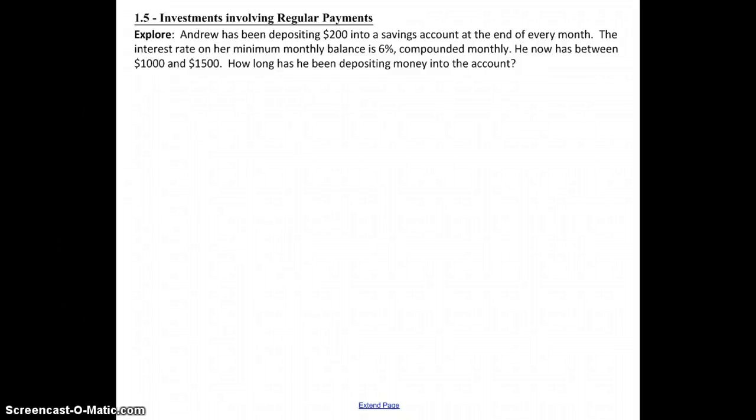So today we're moving on to 1.5, investments involving regular payments. We'll start with the Explore. Andrew's been depositing $200 into a savings account at the end of every month. The investment rate on her, so apparently Andrew's a girl, on her minimum monthly balance is 6%, compounded monthly. He now has between $1,000 and $1,500. How long has he been depositing money into the account?